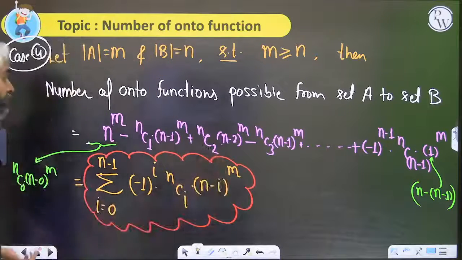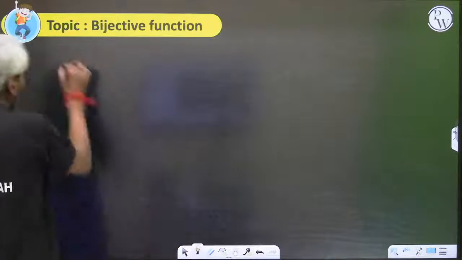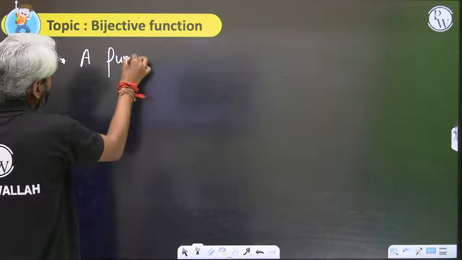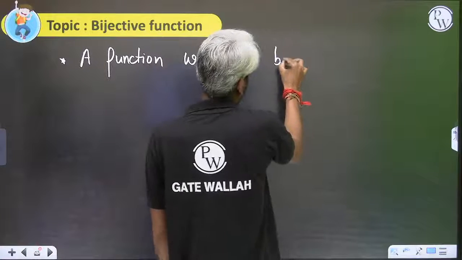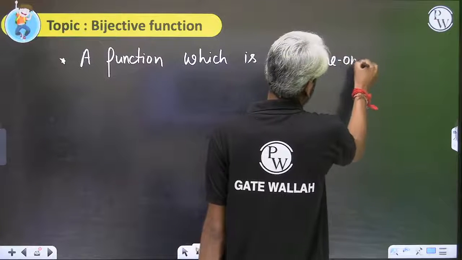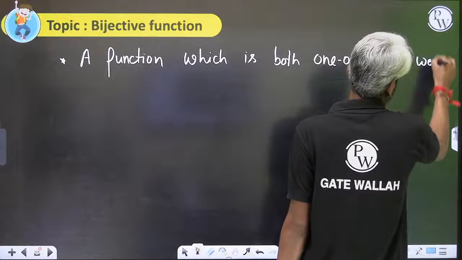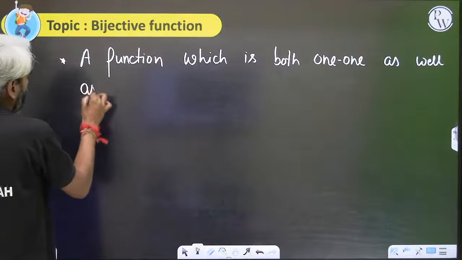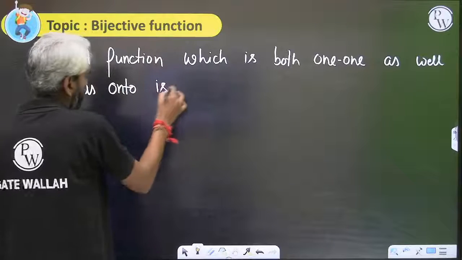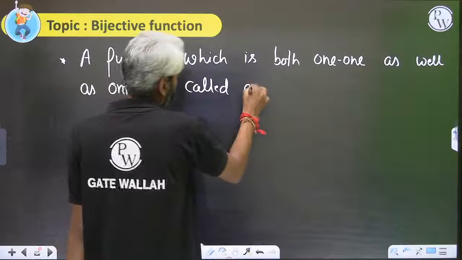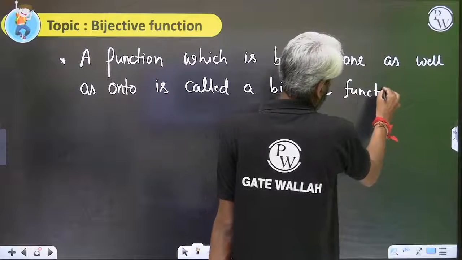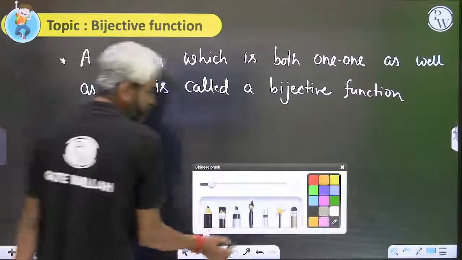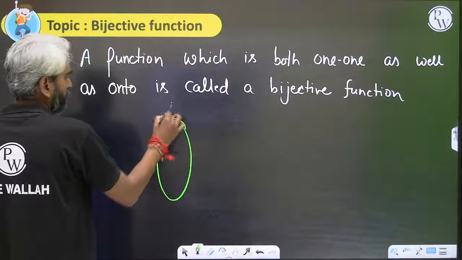Anyway, I have explained the concept. Now let's move to the bijective function. What exactly is a bijective function? Concept. A function which is both one-one, that is injective, as well as onto, is called a bijective function. A function both one-one as well as onto is called a bijective function.